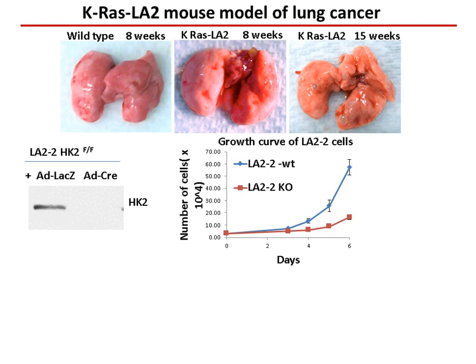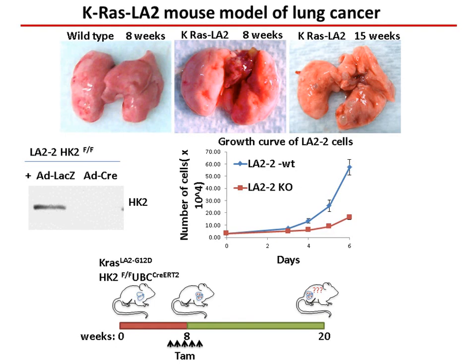So we crossed this mice with mice that have Hexokinase 2 flox allele together with a recombinase that can be induced by tamoxifen, and that is expressed in all cells in the body. So after 8 weeks, after tumor onset, we deleted whole body Hexokinase 2 by injection of tamoxifen to the mice. And after 20 weeks, we analyzed the lungs of these mice.